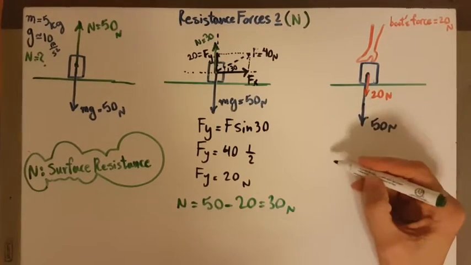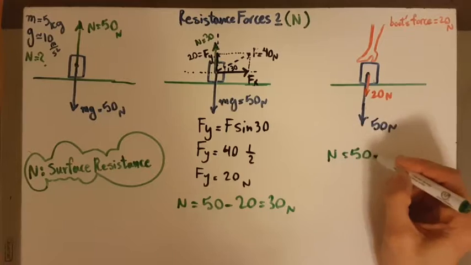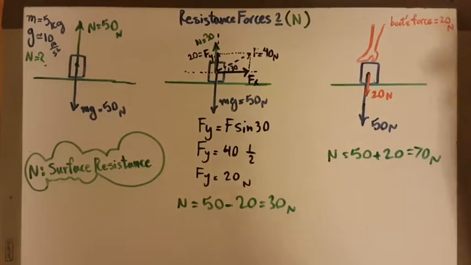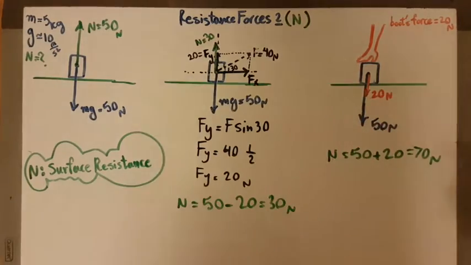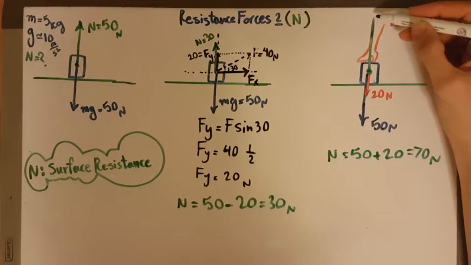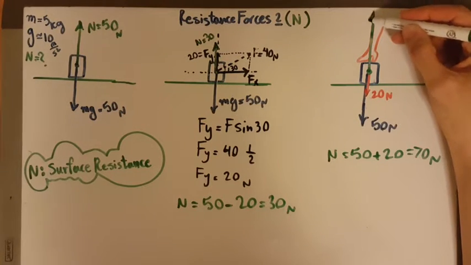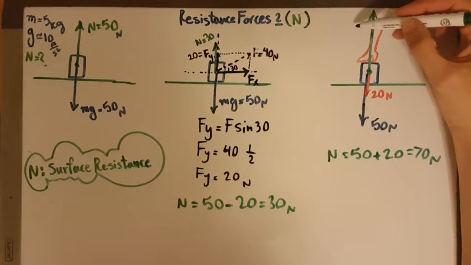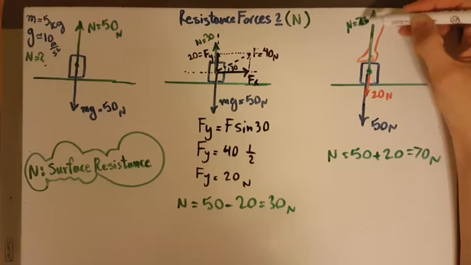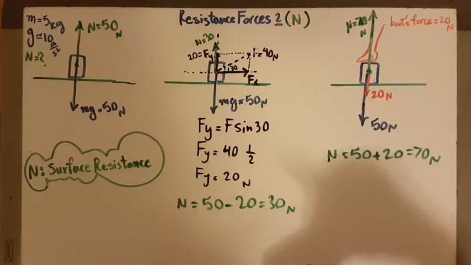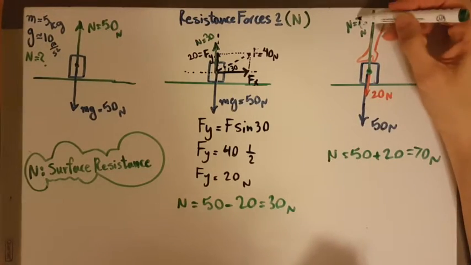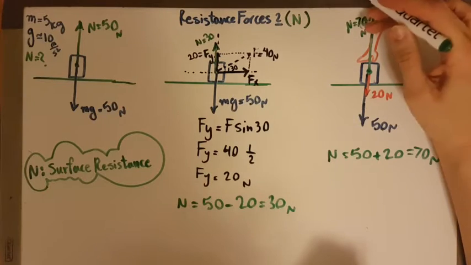Of course, the N in this case would be 50 plus 20, which is 70 newtons, because 70 is pushing it down, 70 must appear to pull it up and not let it go down. So the N in here would be 70 newtons. Let's write it nicer. 70 newtons. Okay.